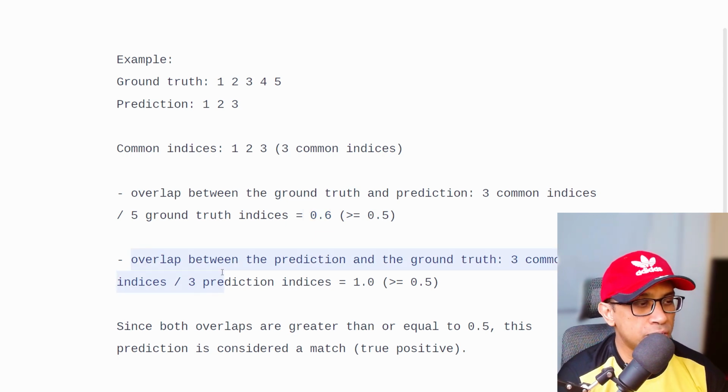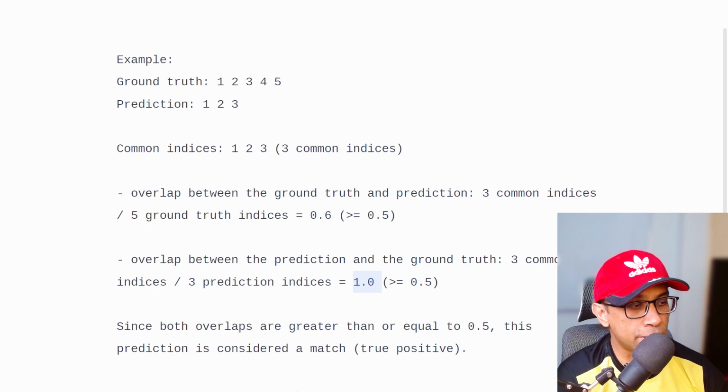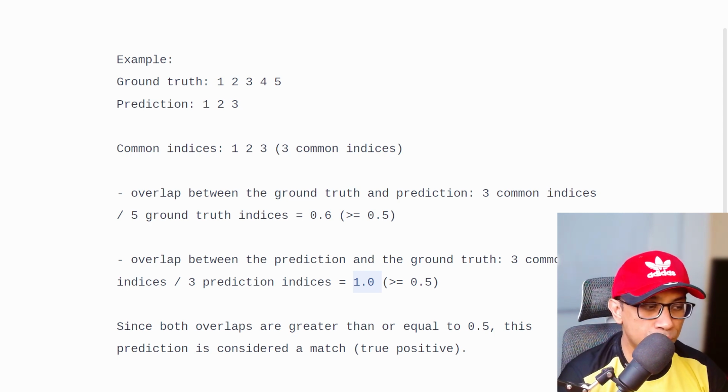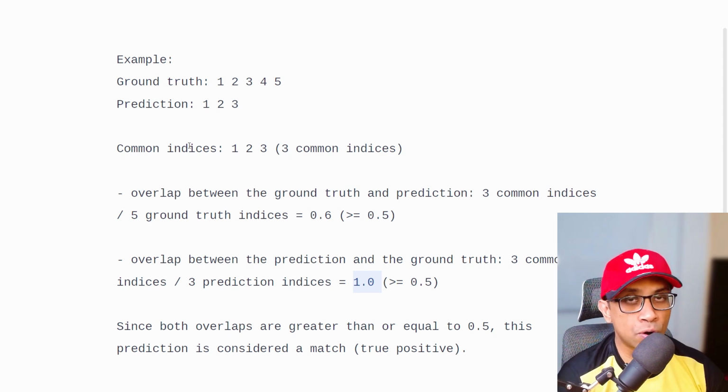Now we have to calculate the second overlap, which is the overlap between the prediction and the ground truth. So again, we have 3 common indices divided by 3 here, because the total number of predictions is only 3. So this gives a ratio of 1, which is again more than 0.5. So since both the overlaps are greater than or equal to 0.5 as required by our evaluation metric criteria, this particular prediction is considered a match or a true positive.